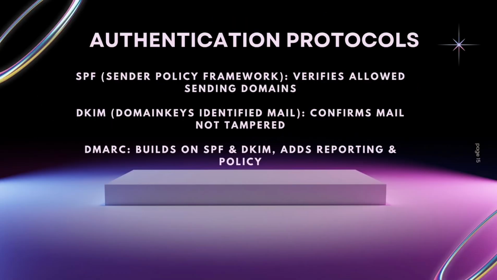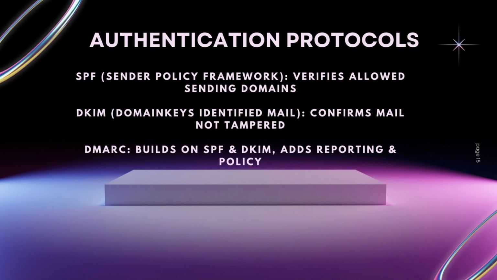Now let's talk about the authentication protocols. Email authentication relies on three main protocols. The first one is SPF, the Sender Policy Framework, which verifies if the sending domain is allowed, and DKIM, or DomainKeys Identified Mail, which confirms that the email has not been altered. Then we have DMARC, which builds on SPF and DKIM, and adds reporting and policies for extra protection.